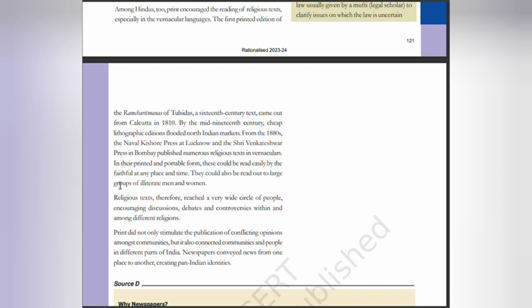They could be read easily by the faithful at any place and time. They could also be read out to large groups of literate and non-literate men and women. Religious texts therefore reached a wide circle of people, encouraging discussions, debates, and controversies within and among different religions.